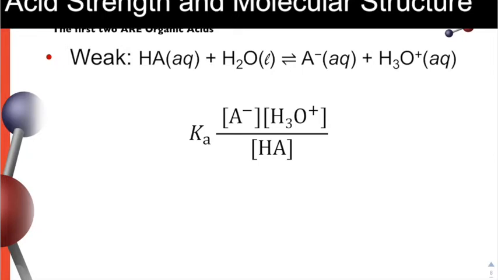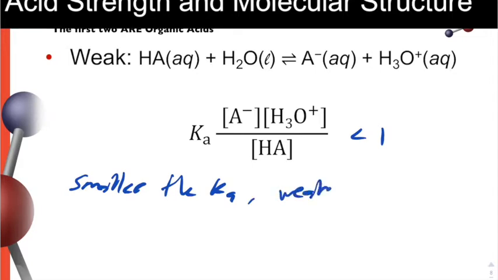Now, following the same reasoning, the smaller the Ka, the weaker the acid. So this is a weak acid now, and this Ka is going to be less than 1. Effectively, you can say the smaller the Ka, the weaker the acid.